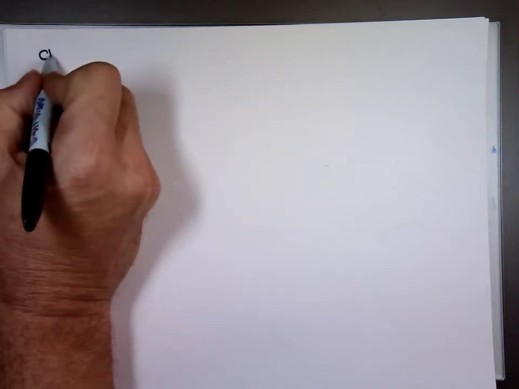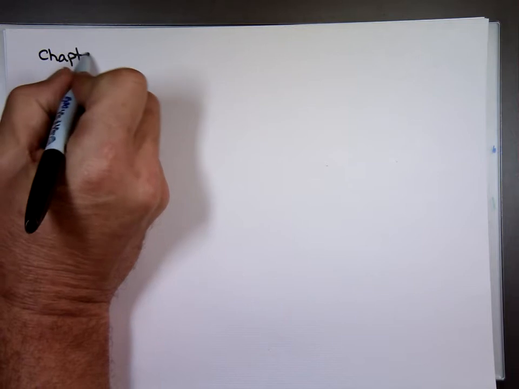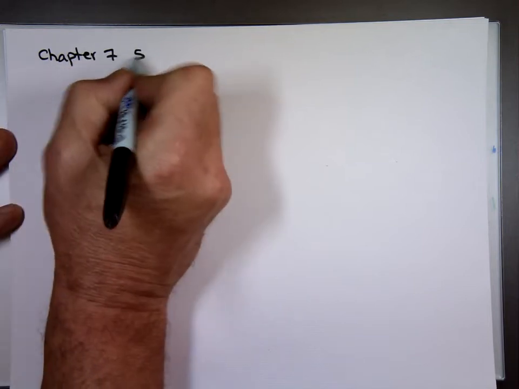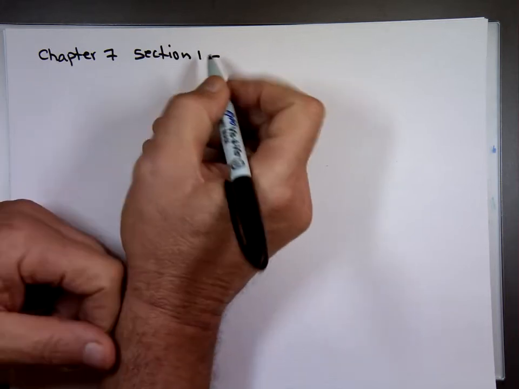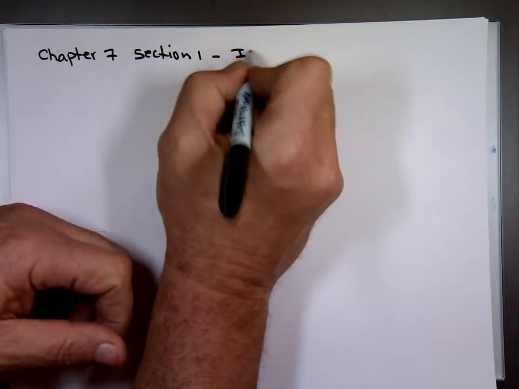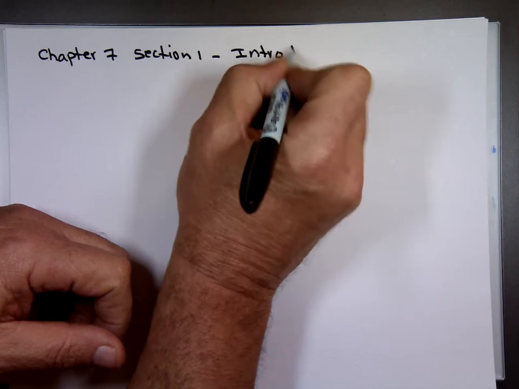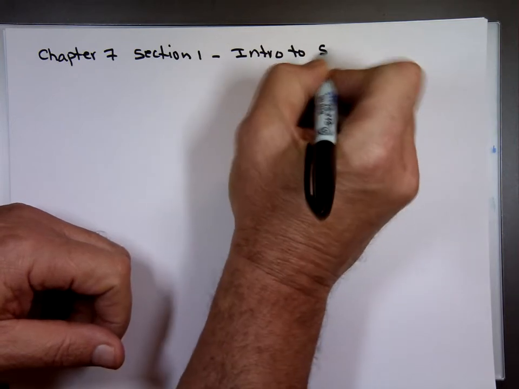So here we go. Chapter 7, Section 1, which is Introduction to Sign Numbers.